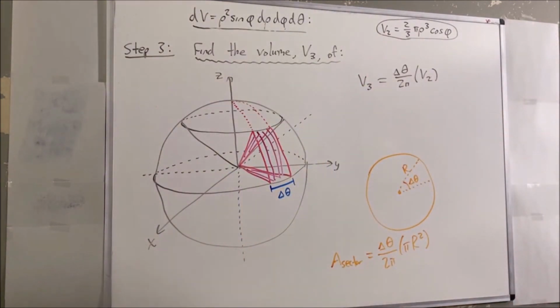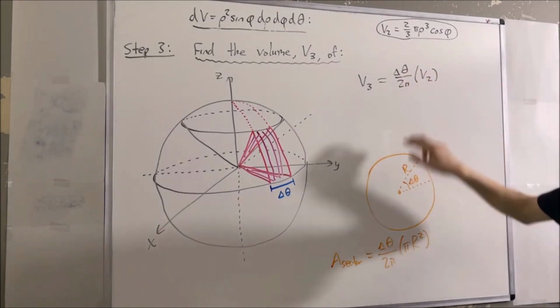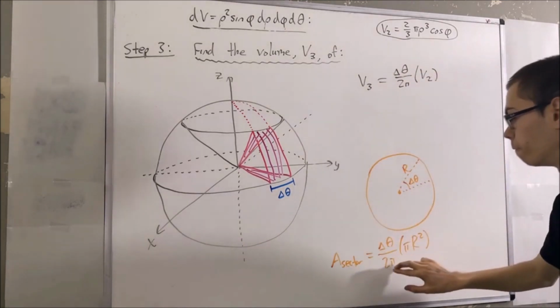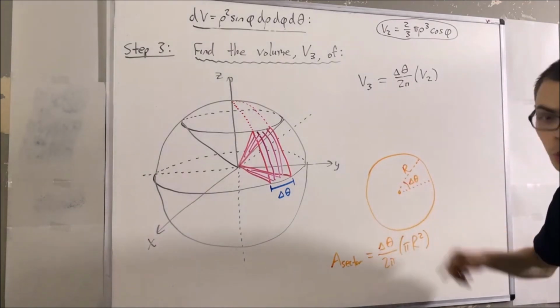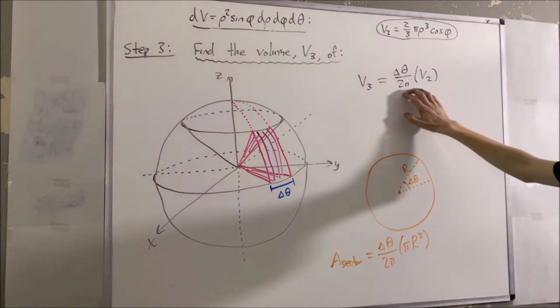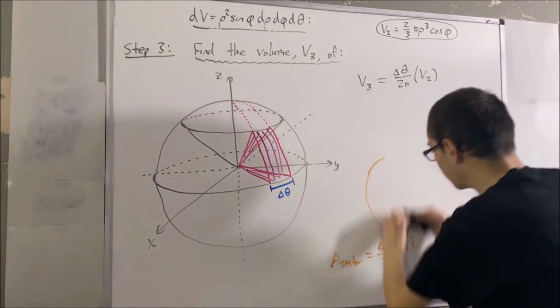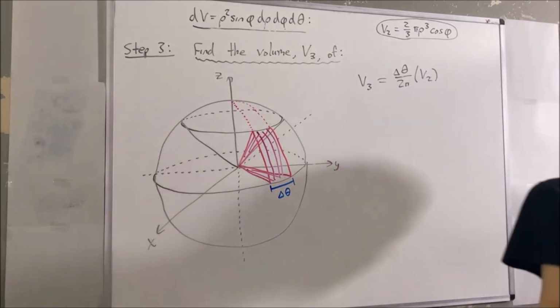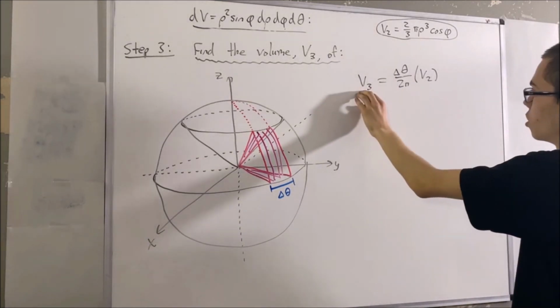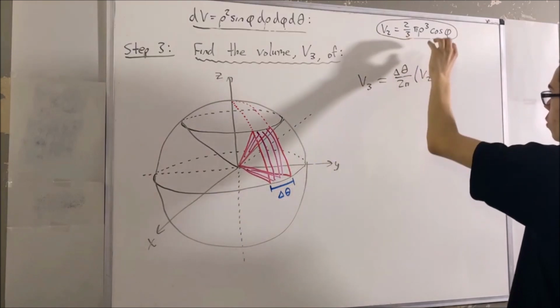And by the way, I should mention that our delta theta has to be in radians, because it's delta theta out of the full 2 pi radians in the circle. So that's why it works the way it does. So hopefully that makes sense, and we're going to use that to determine volume 3. So really, volume 2 is exactly this, so we're going to substitute volume 2 with this.